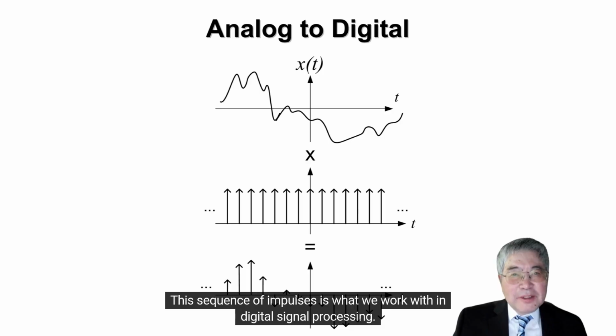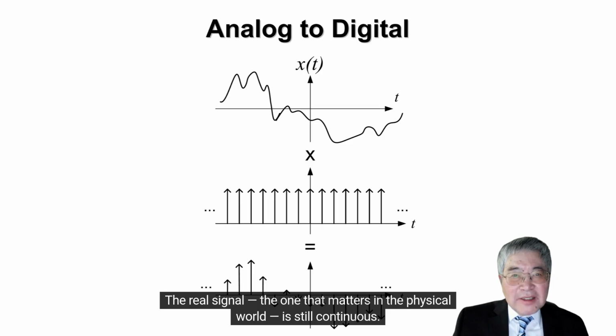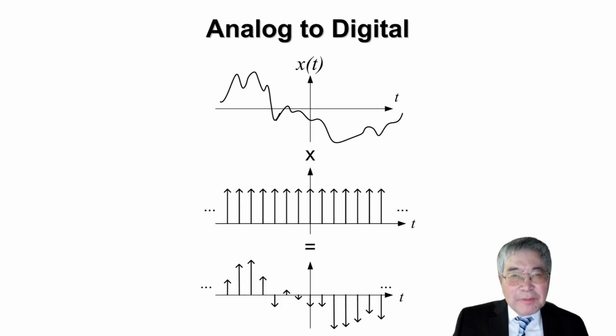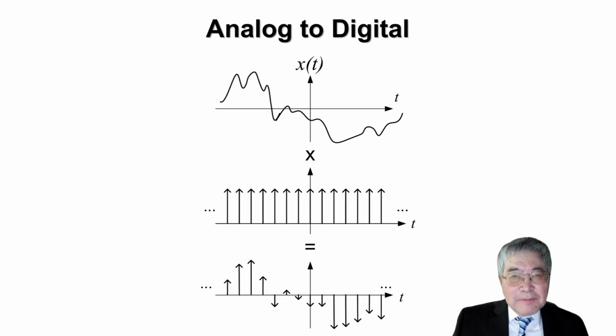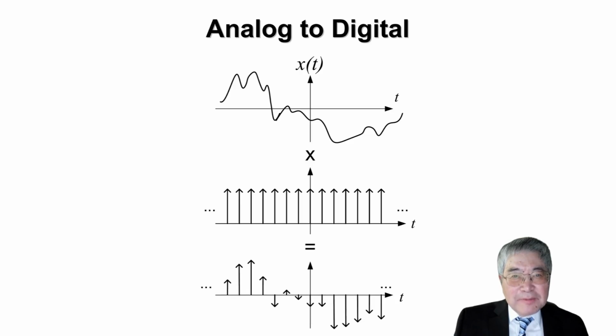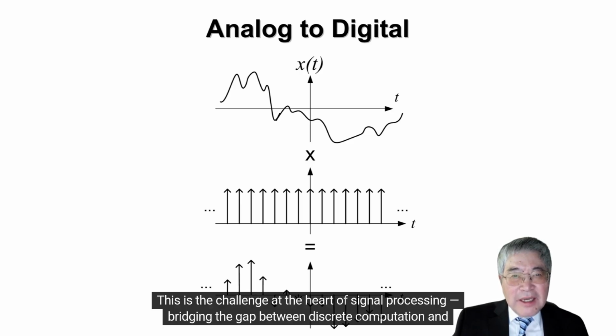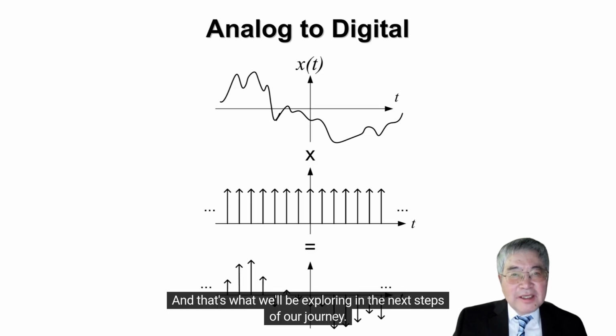This sequence of impulses is what we work with in digital signal processing, but here's something important to remember. The real signal, the one that matters in the physical world, is still continuous. What we do with computers is a second-best approximation based on discrete samples. So the key question becomes, can we process these sampled values in a way that still lets us understand or recover the original continuous signal? This is the challenge at the heart of signal processing, bridging the gap between discrete computation and continuous reality. And that's what we'll be exploring in the next steps of our journey.